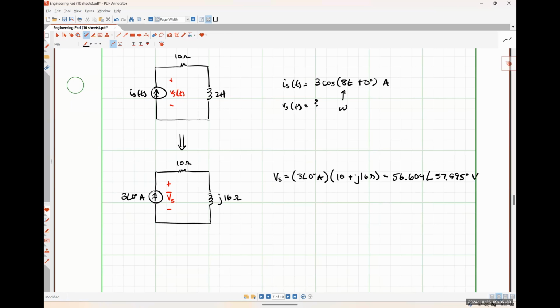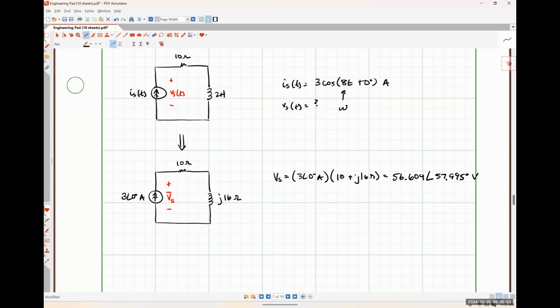volts, or the exact same answer we got an hour and 20 minutes ago using several pages of trig identities or several lines of complex number manipulation, now just became Ohm's law. Complex numbers make our lives so much easier.